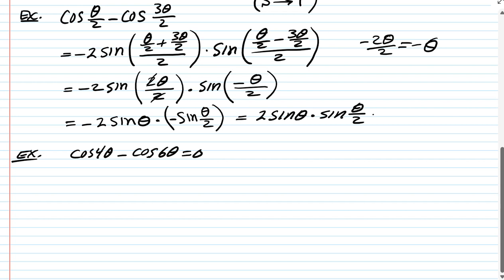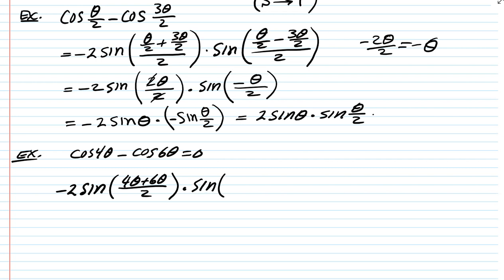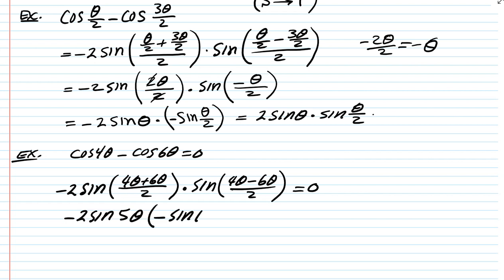So I'm going to change this to -2 sine of the sum divided by 2, that's 4 theta plus 6 theta divided by 2, times sine of the difference divided by 2, 4 theta minus 6 theta divided by 2. And now set it equal to 0. You see what this will do for us? It will give us the factored form. And this is -2 sine of 5 theta times negative sine of theta.